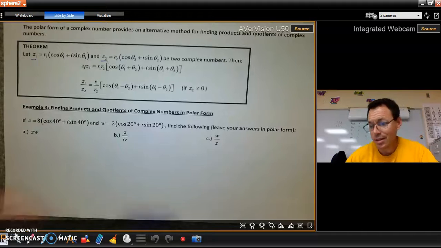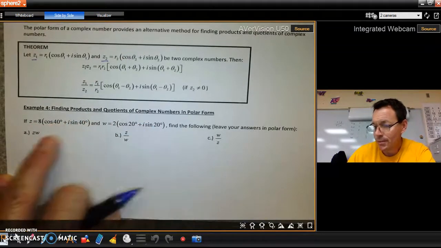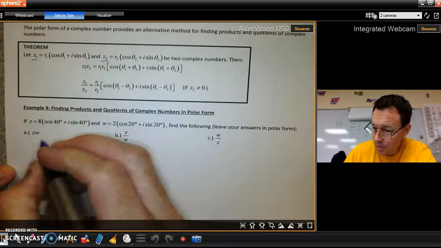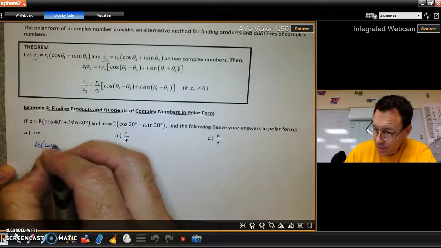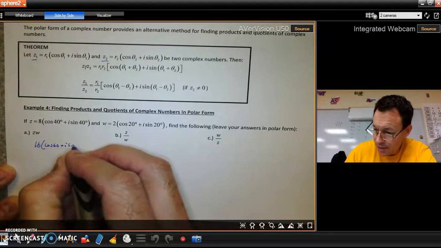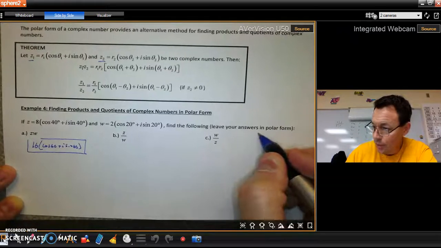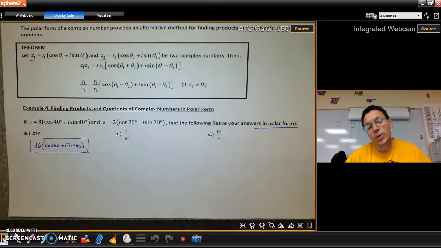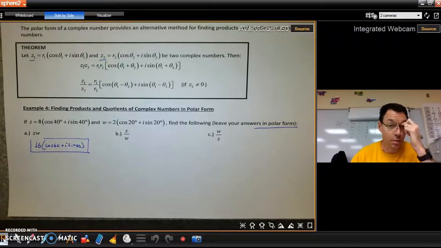Okay? So literally, if I've got two numbers, so here I wrote them as Z and W. So I got two numbers. Z times W is literally 8 times 2, 16. 40 plus 20, 60. Cosine of 60 plus I sine of 60. My directions say to leave in polar form, so that means I'm done. That's literally the answer. Okay? If I said to rewrite it as in rectangular form, then we could just do the cosine of 60, do the sine of 60, distribute the 16, and then we'd be done.